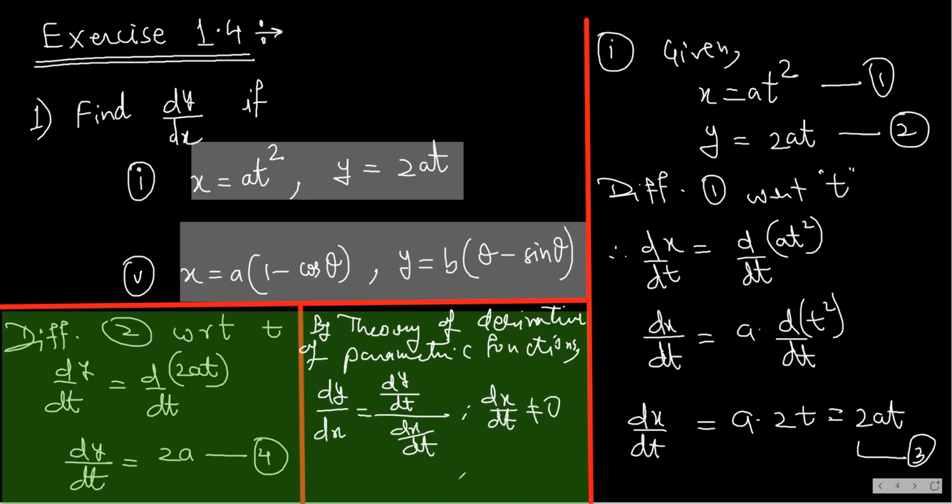So what will be the final answer? dy by dt is 2a, dx by dt is 2at. So the final answer is 1 by t. dy by dx is 1 by t. This is your final answer. I hope it's clear to you.